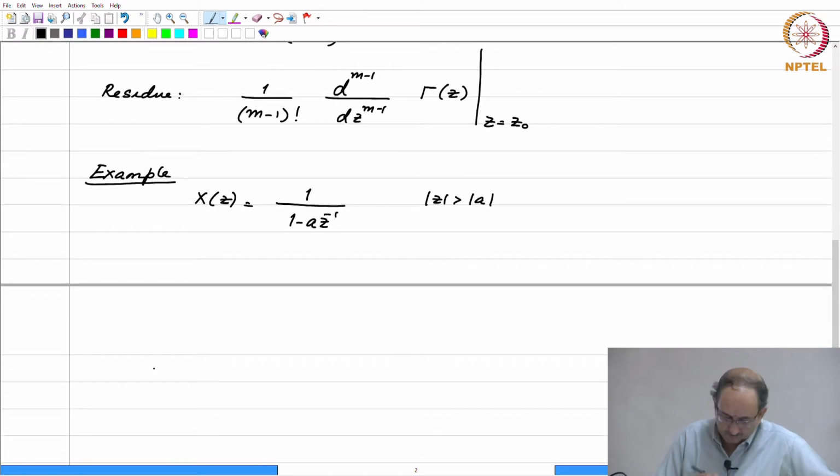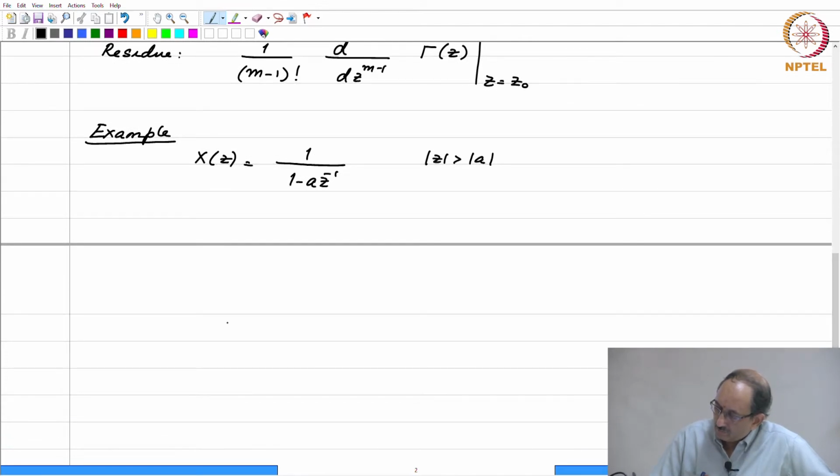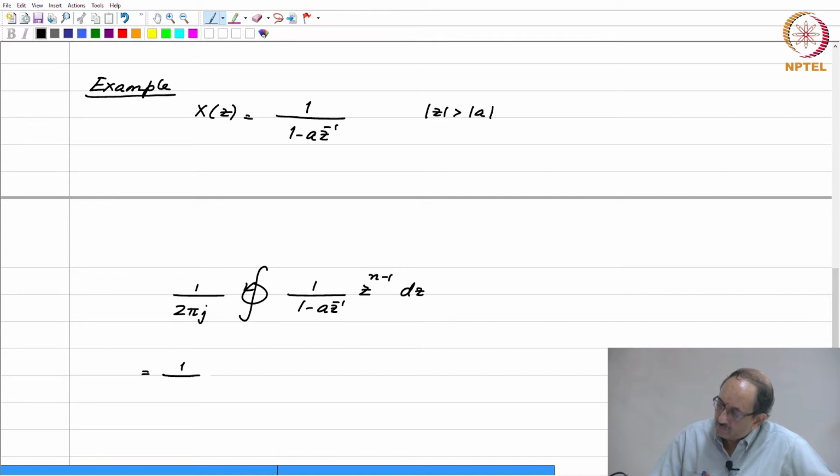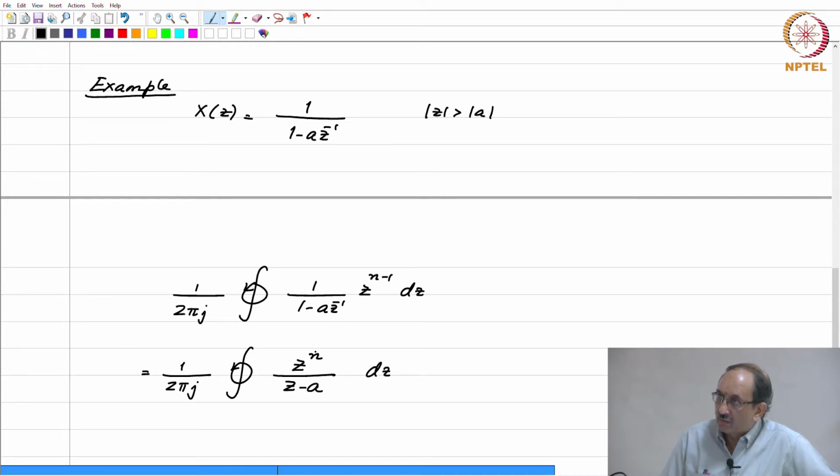Therefore, let us now consider this. It is 1 by 2 pi j, contour integral of x of z times z to the n minus 1. So, this is 1 by 1 minus A z inverse times z to the n minus 1 dz, and this of course is 1 by 2 pi j. This is z by z minus a times z to the n minus 1. Therefore, this becomes z to the n.